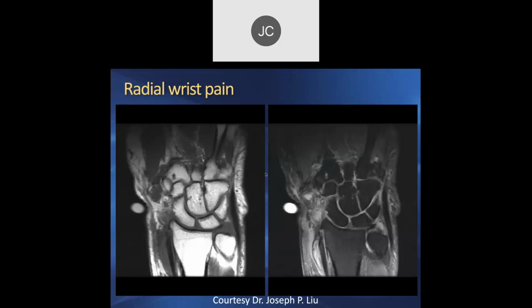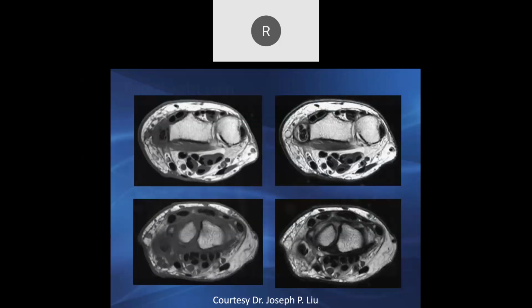All right, so the history says radial wrist pain, and there's a marker over the radial aspect of the wrist. And looking at that first extensor compartment, the tendons look like they're a little thick and increased in signal, and there's some surrounding fluid. So I'd be concerned about Quervain's. Right. And so this is typically what you can see.